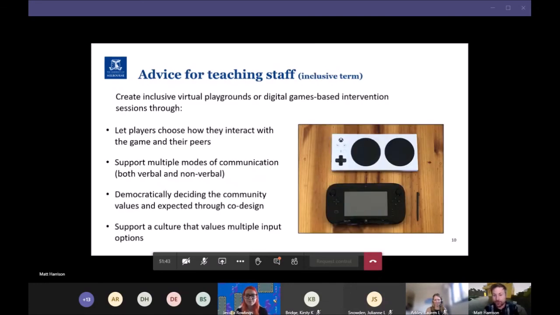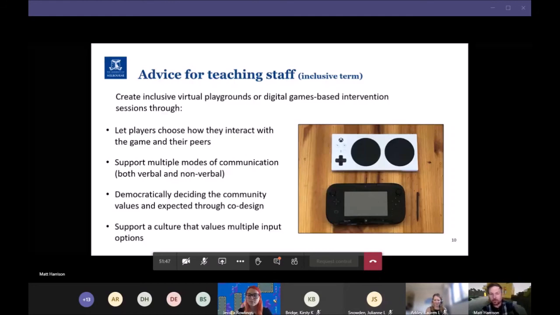Just our take-home sort of advice, our last few pieces of advice, is the idea of whether you're using the virtual playgrounds model or a more structured digital games-based intervention model, we say we want to let players choose how they interact with the game and their peers, so providing choice. And Julianne provided a wonderful example of that, providing choice within her lesson in terms of assessment.